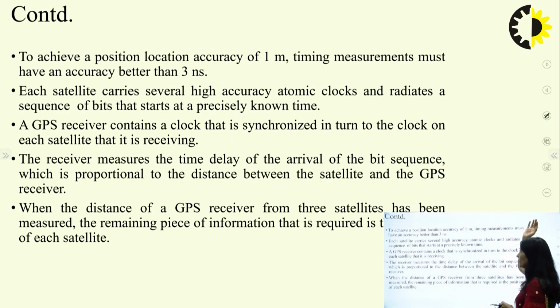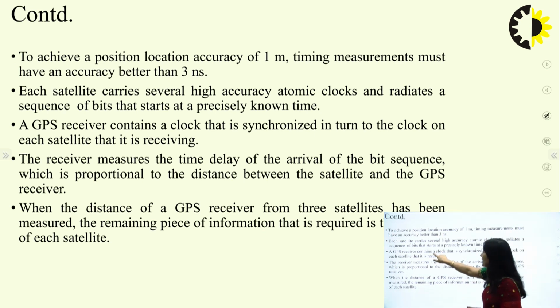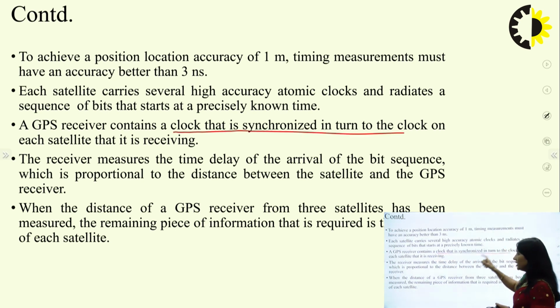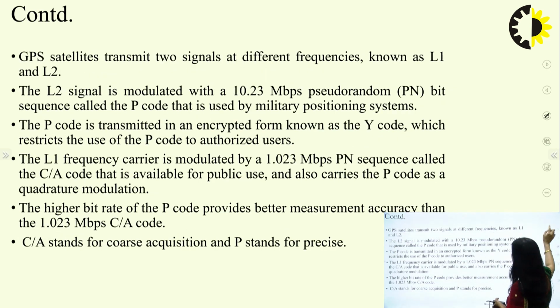Okay, so now I'll be covering how the GPS position location is calculated. All the GPS satellites are synchronized with each other, and the synchronization and the calibration is controlled with the help of the master control station. So let me just go through this.